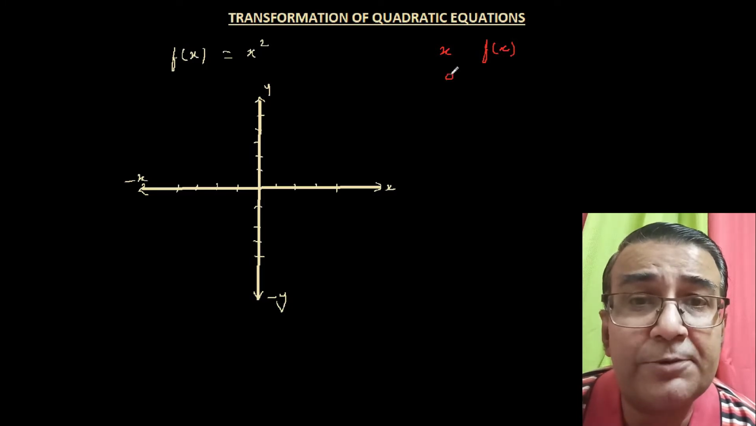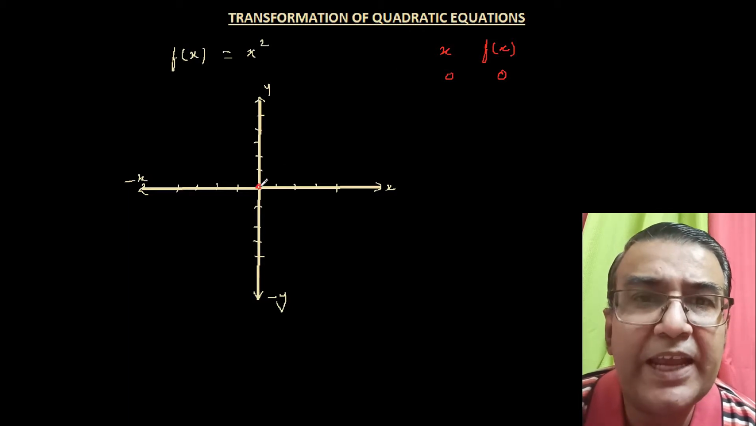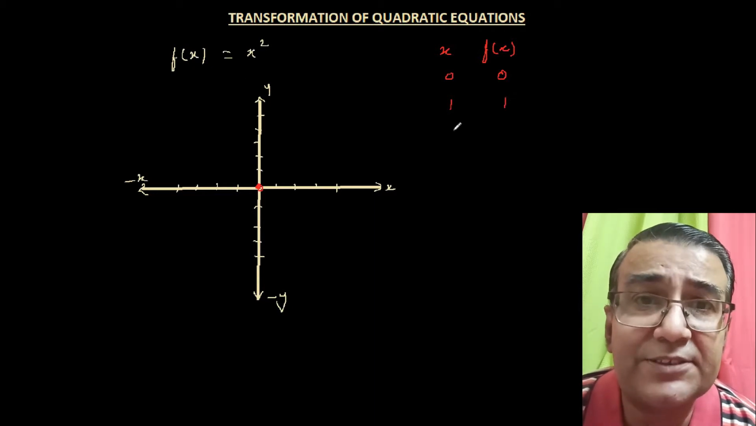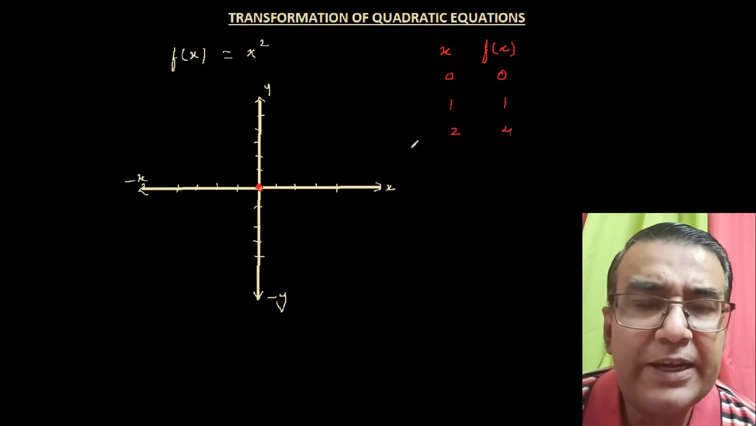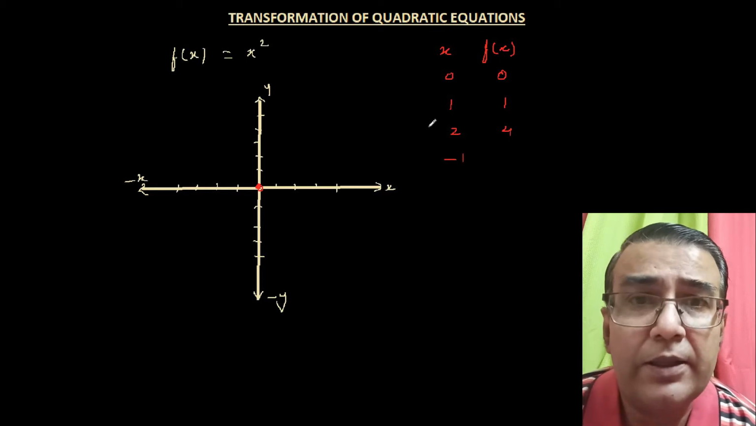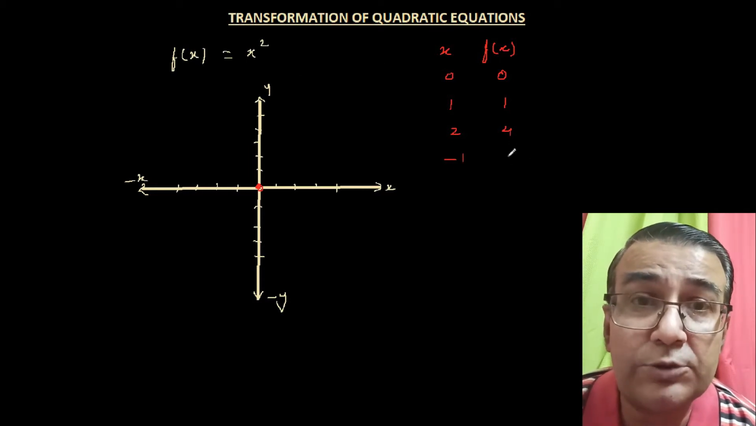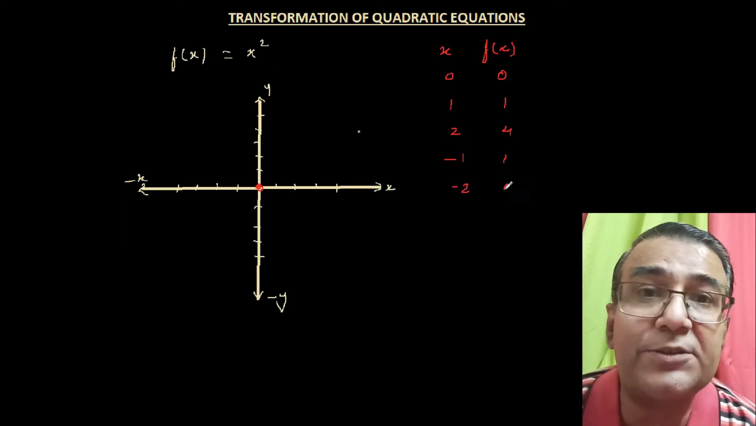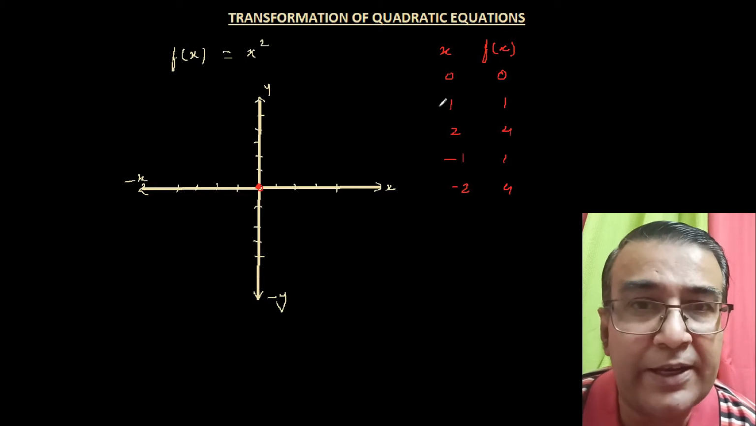So when x is equal to 0, 0 squared becomes 0. So f of x is 0. If we take x as 1, then 1 squared is going to be 1 again. So f of x is 1. If we take x as 2, then 2 squared is 4. So f of x is 4. Let me take some negative values also. So if we have x as negative 1, then negative 1 squared is also 1. So f of x is 1. If we take x as negative 2, then the square of that is positive 4. So f of x again is 4.